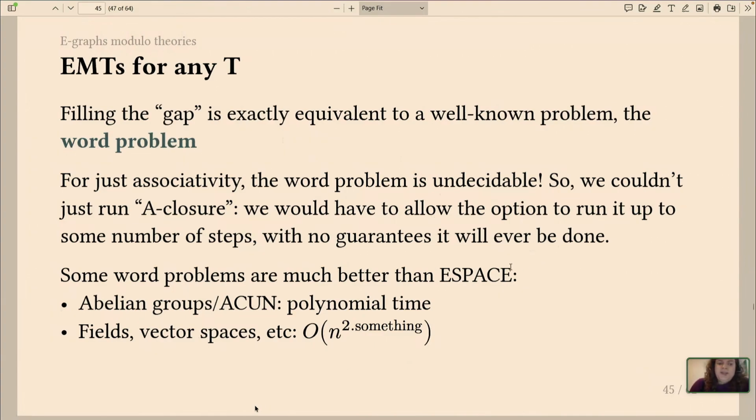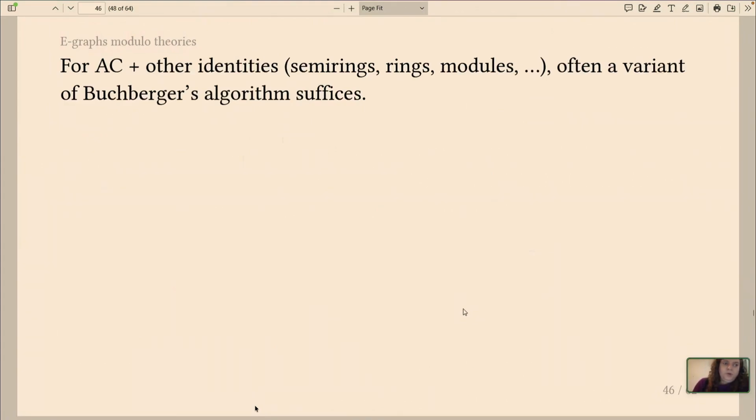Some word problems are much better than the E-space thing we have for AC. So if you have inverses, you get polynomial time, and then once you have some nice things that include division, the word problem can be done via Gaussian elimination, which is a very well studied problem that's not just polynomial time, but a small exponent in the polynomial. Buchberger's algorithm has a lot of variants you can make of the same basic idea to handle other things, idempotence, inverses, all that sort of thing.